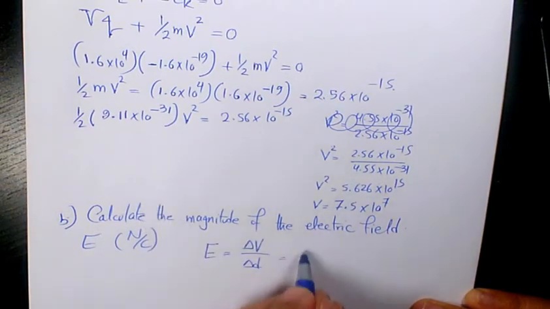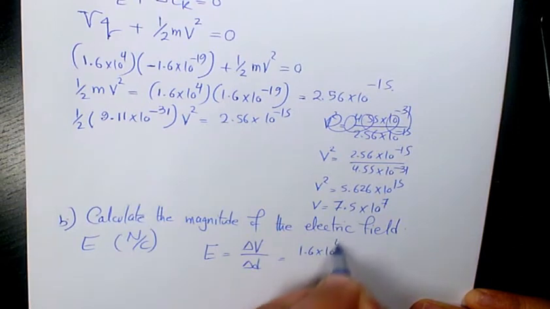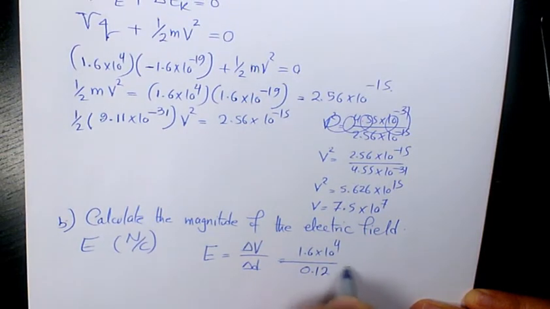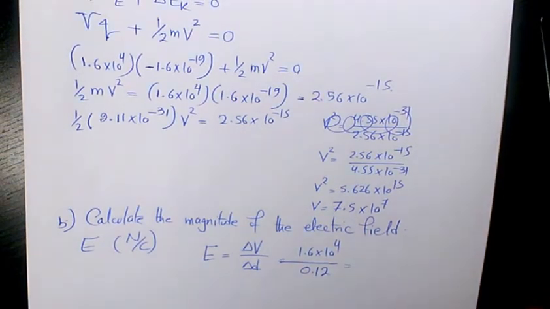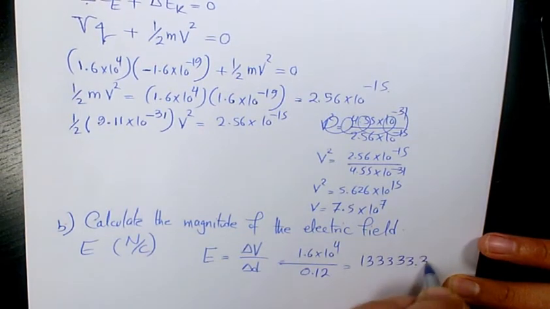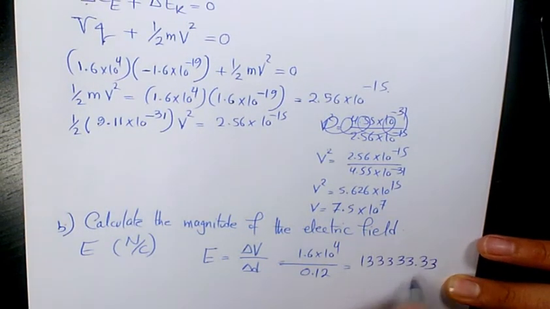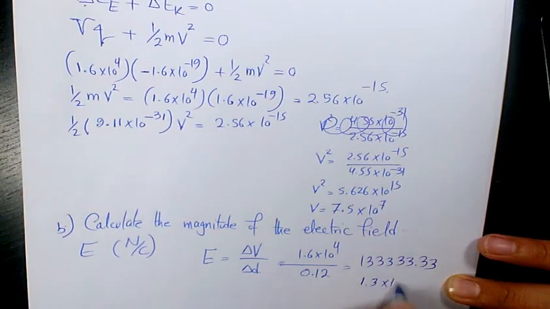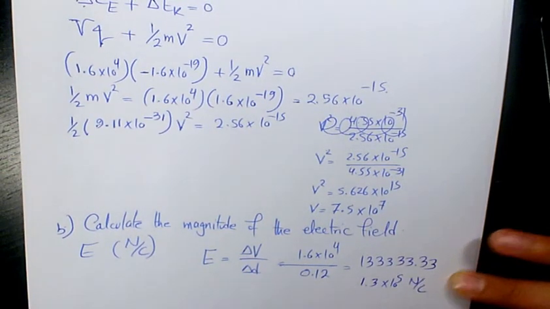Potential difference is 1.6 × 10^4. The Δd is 12 centimeters, which when you change it to meters is going to be 0.12. So 1.6 × 10^4 divided by 0.12 is going to be 33.33, or you can say 1.3 × 10^5 Newton per Coulomb.